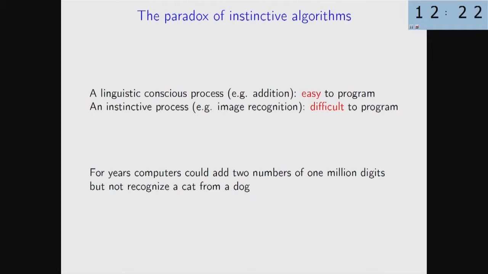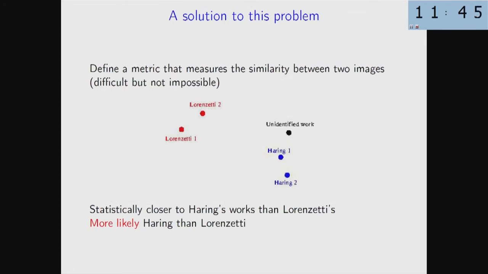So when we taught computer science to the students 20 years ago, we said we can build a computer that adds two numbers of 1 million digits, which seems to be difficult to do for us. 1 million digits is a lot. When you want to add that, probably you will make a mistake at some point. But although we are able to program computers to do very difficult tasks, such as adding two numbers of 1 million digits, we cannot program a computer to recognize a cat from a dog, although it's a childlike simplicity. And this is the problem that machine learning solves.